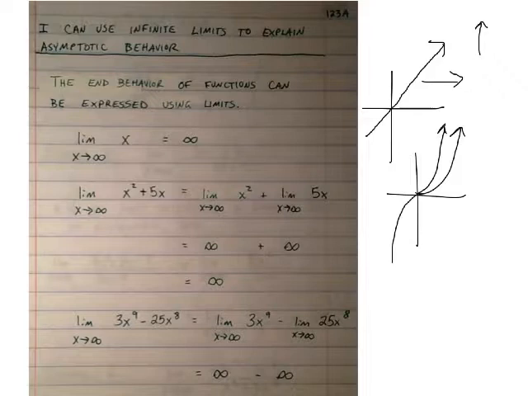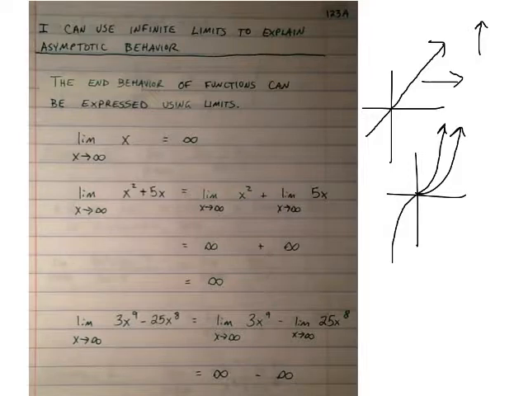So if we wanted to find the limit as x goes to infinity of a function, we could actually split it into the limit of x squared and the limit of 5x. And in this case, the limit as x goes to infinity of x squared is infinity, and the limit as x goes to infinity of 5x is infinity. And we do that by direct substitution. And obviously infinity plus infinity is infinity.